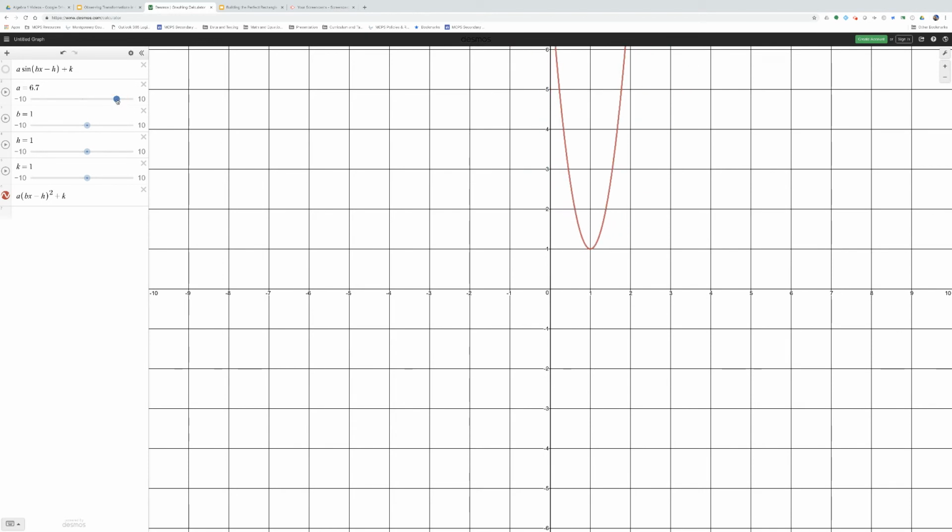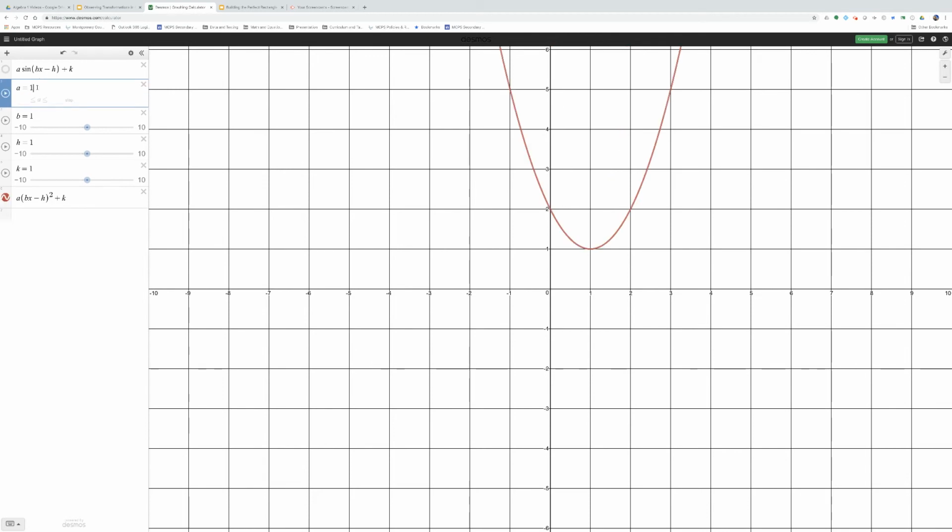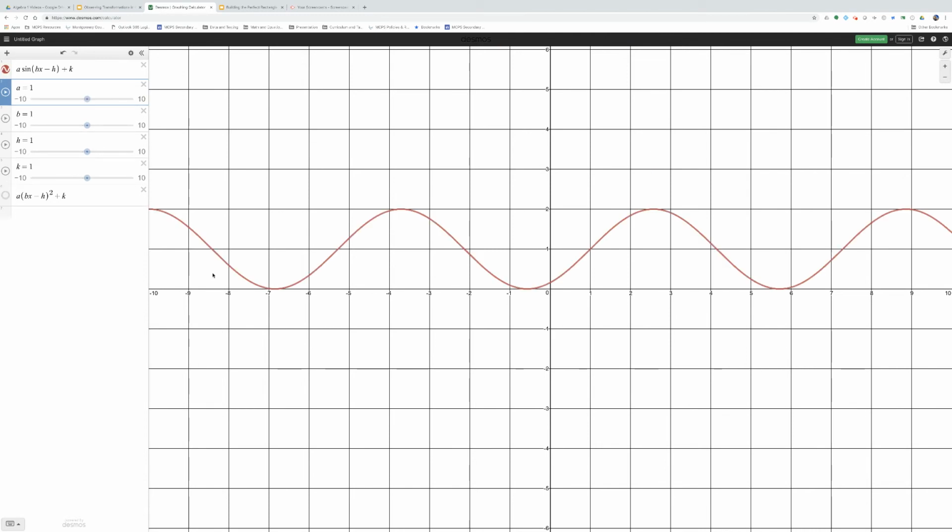And based on viewing just a quadratic function, that's a reasonable conclusion, especially when we haven't explored a table of values. I'm going to reset this to 1. I'm going to turn off my quadratic function. I'm going to turn on my sine wave again. This time we're going to look at what a does.